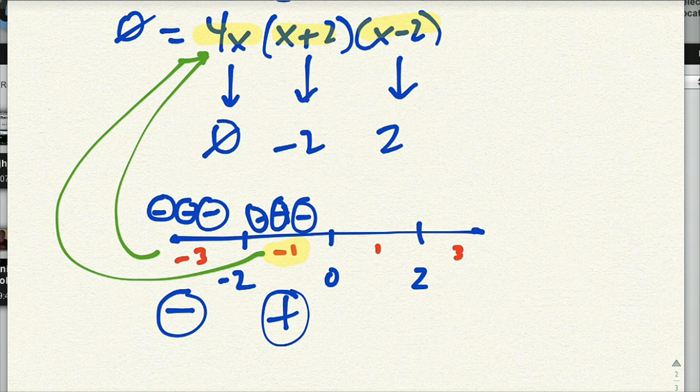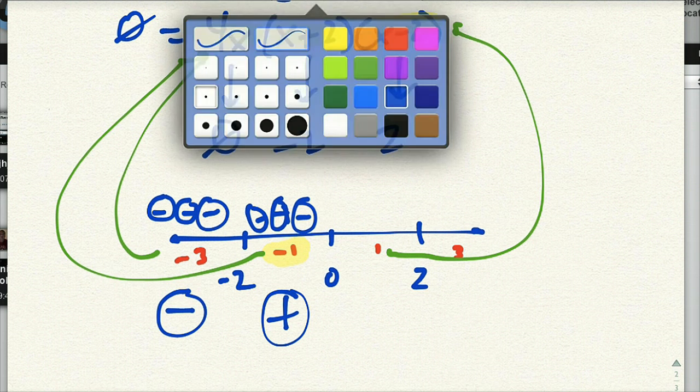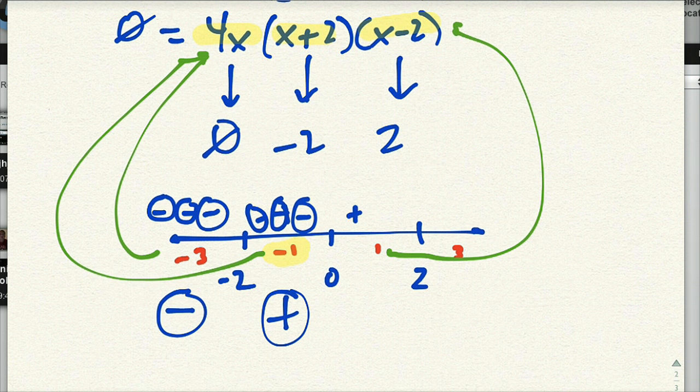From 0 to 2, I said I'm going to test 1, so I'm going to show you how that looks again. I'm going to take this and plug it into here. Now, if I plug in 1, I'm going to get a positive and a negative. Positive times negative is a negative. Okay? So now I have found that the interval between 0 and 2 is negative, or it's decreasing.